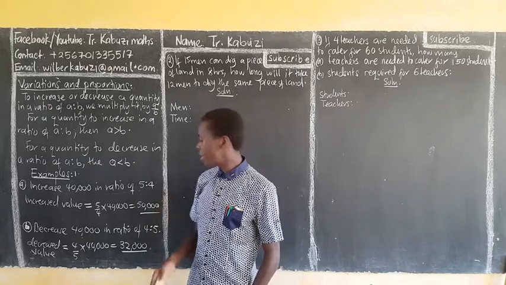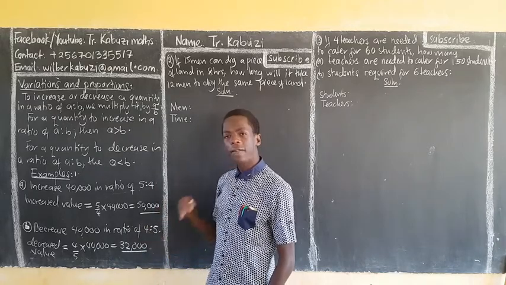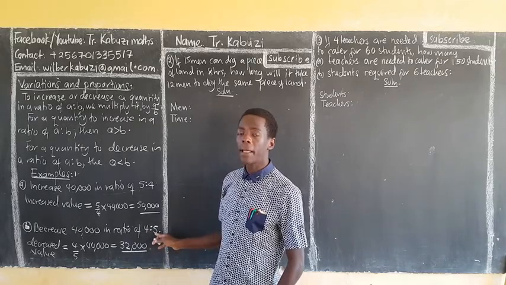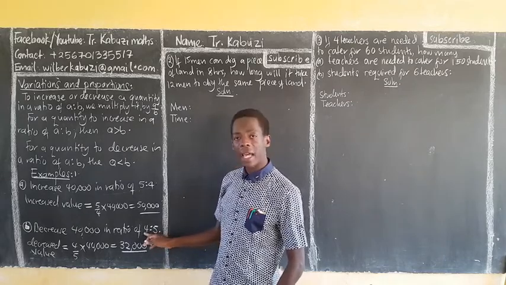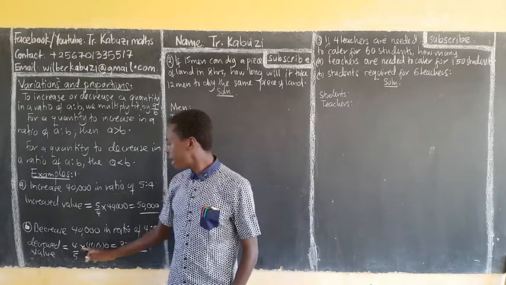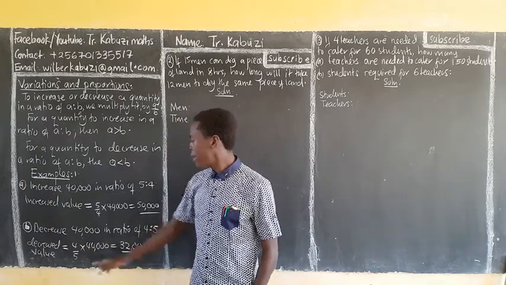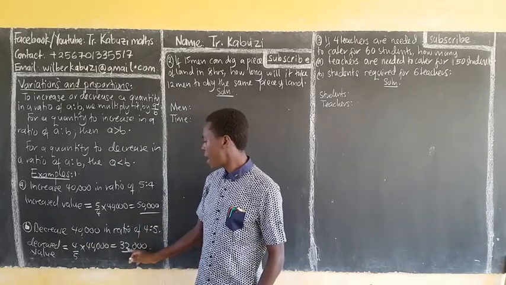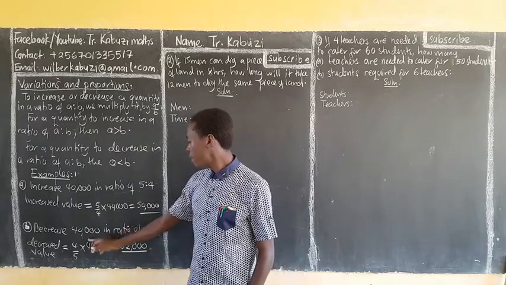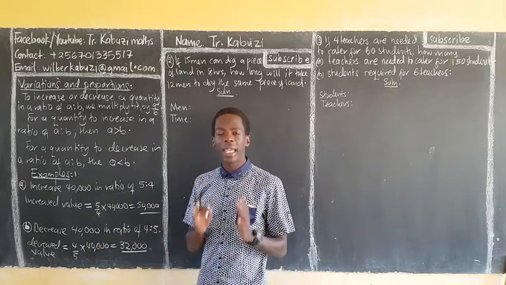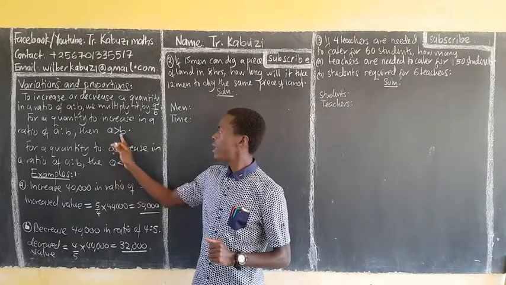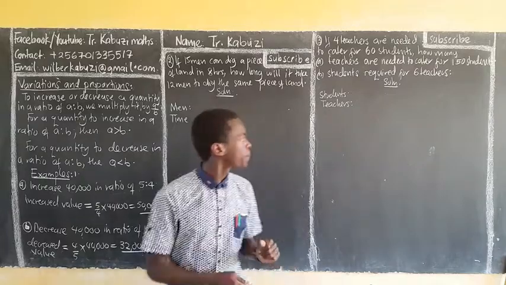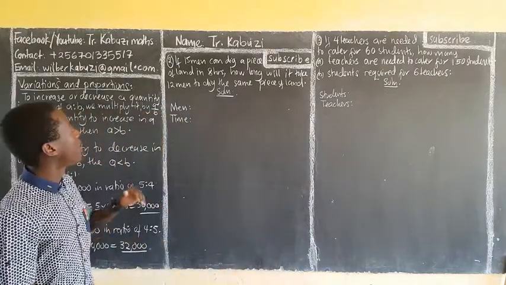Now if you want to decrease it in a ratio of 4 to 5, it means that to decrease, the upper number is less than the lower number. So we multiply by 4 over 5, this divides 40,000 to give 8,000, and 8,000 times 4 is 32,000. You see that we have decreased it from 40,000 to 32,000. So to increase, A should be greater than B. To decrease, B should be greater than A. As simple as that.